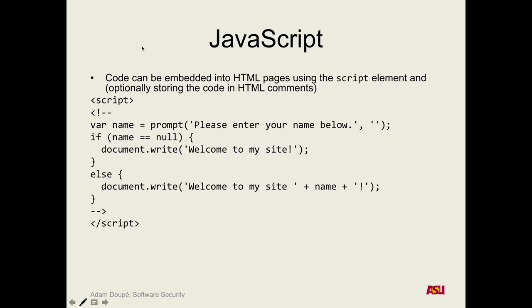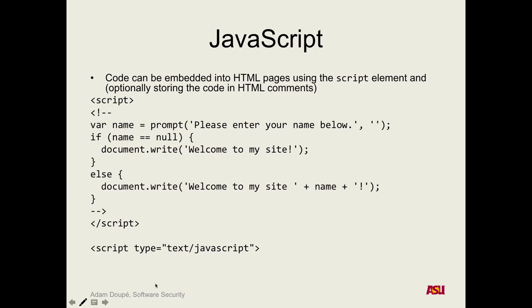So we can see here that this prompt function is a way to ask the browser to display a prompt message, as we'll see in a second. Same thing as document.write. This is a way to write out to the current document and manipulate the HTML of the page without requiring a round trip back to the server, and that's the important thing. So JavaScript allows this updating of the HTML of the doc.